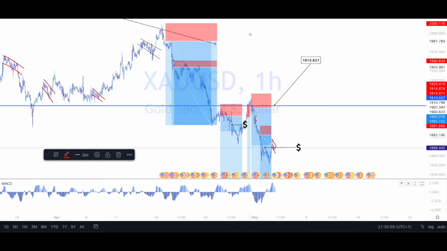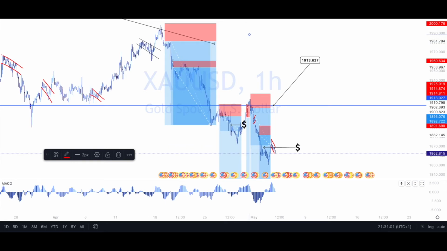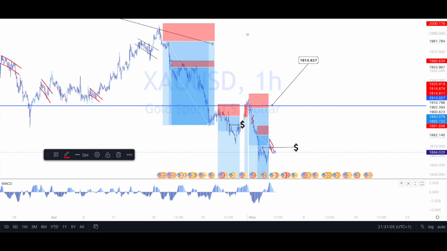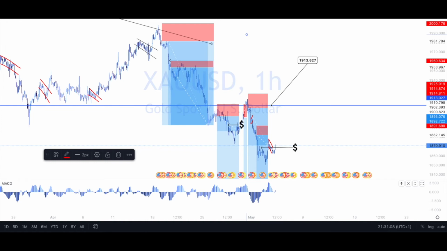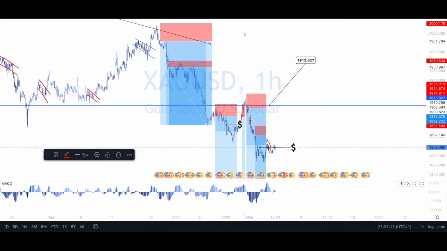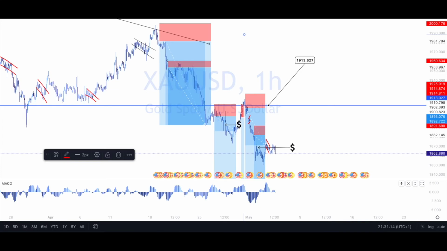So let's hit play and see what it does. It's still going down. Now it's starting to push up. Okay, so it's broken above the structure now. So now I know it's going up.